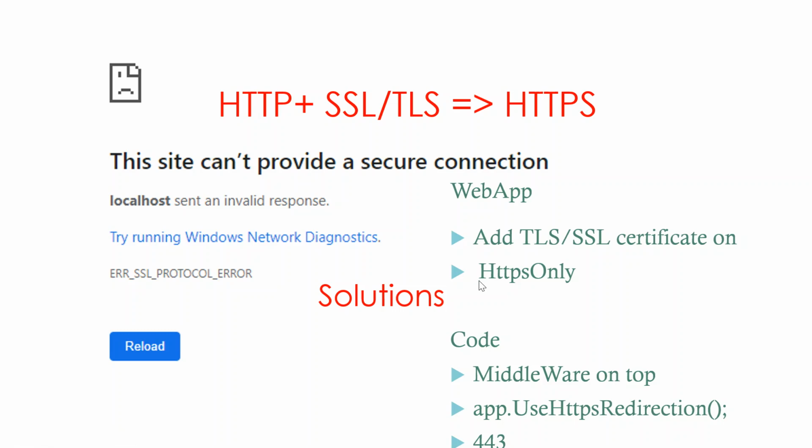And then in terms of code, whether it's .NET or Java or whatever, the middleware or pipeline should have this HTTPS redirection on top, and the 443 redirection should happen, meaning the SSL certificate's port 443. Now let's jump to the Azure portal. I'll show you how to add the SSL certificate and HTTPS only mode.